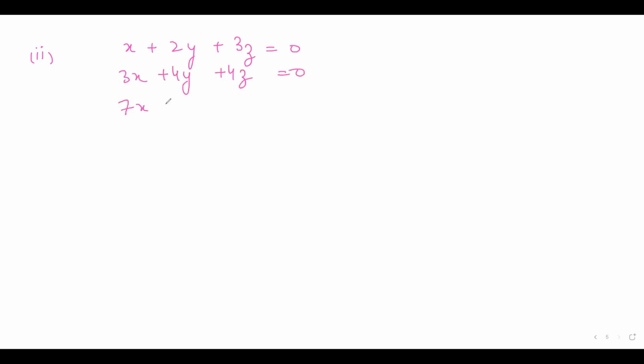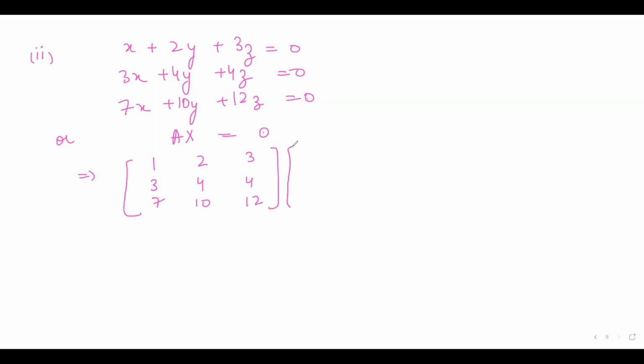So 7x plus 10y plus 12z is equal to 0. So I can rewrite this as AX is equal to 0, right? Because the b_i's are all 0, as you could notice. So this is 1, 3, 7, 2, 4, 10, 3, 4, 12.